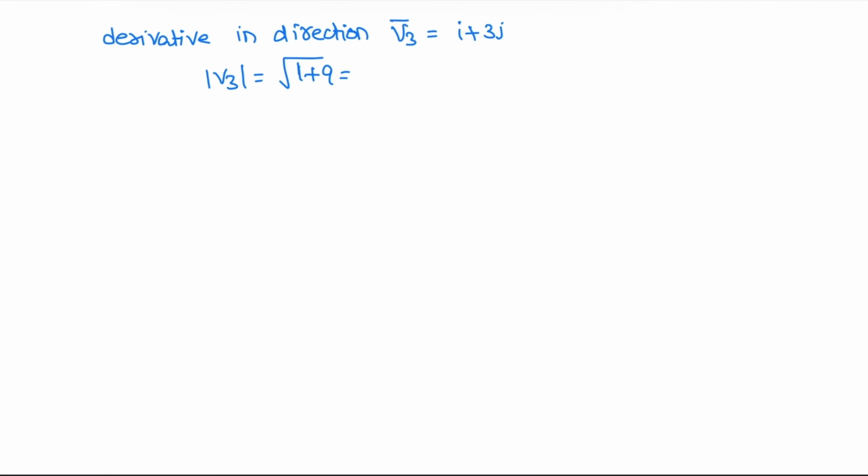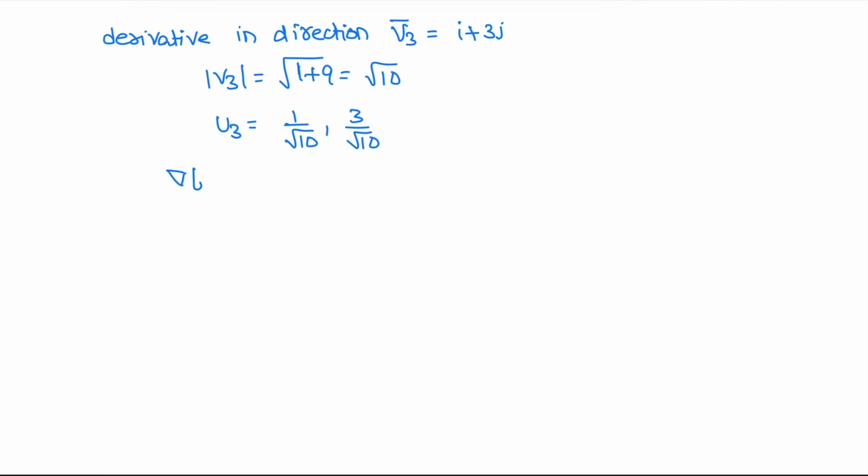Derivative in the direction of vector v3. The vector is i plus 3j. The modulus of vector v3 is square root of 1 plus 9, that is root 10, and the unit vector is 1 by root 10, 3 by root 10.